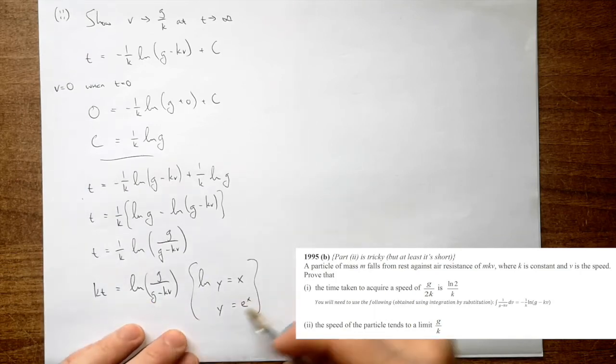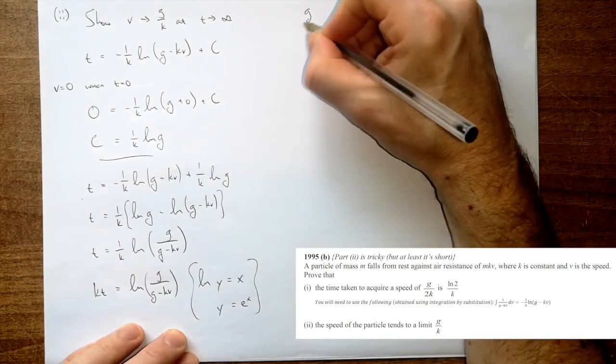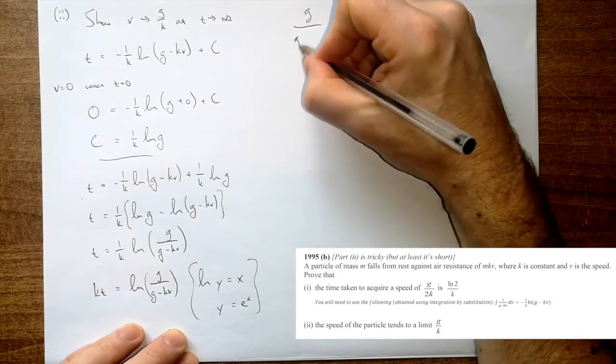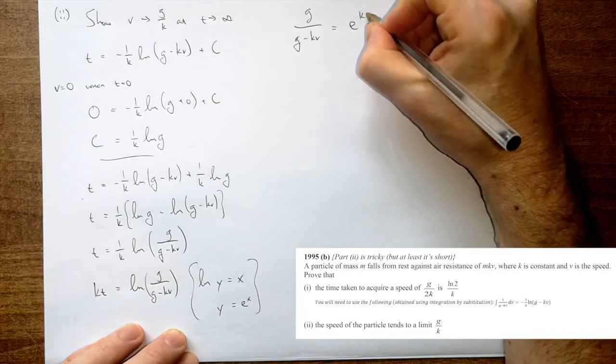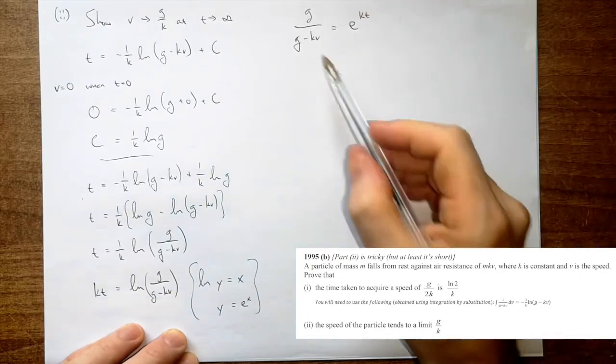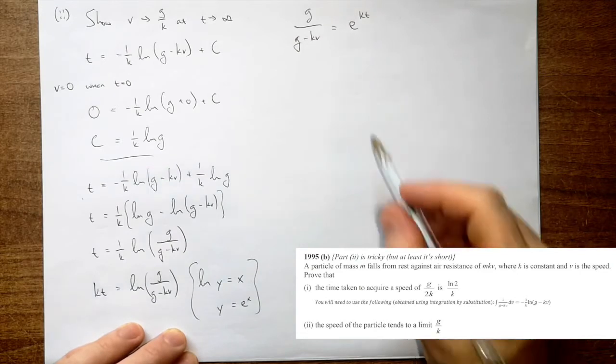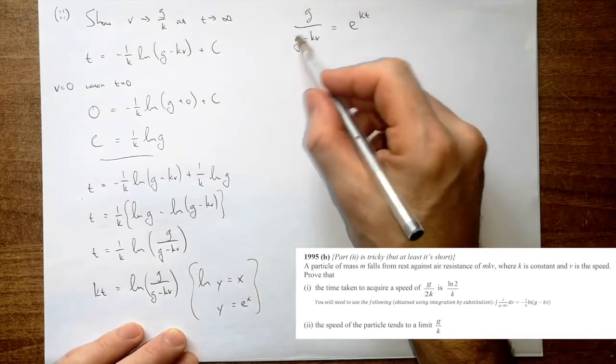So what we're going to then say, coming all the way up here, is that g over g minus kv is e to the power of kt. Okay, so we're getting there, but there's still a little bit of ugliness to be had on this one. All right, let's see, can we split it out?